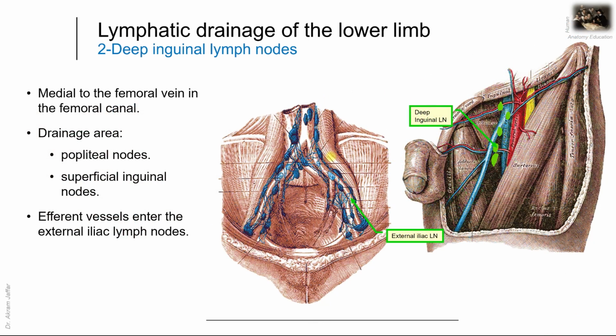So, inguinal lymph nodes are either superficial inguinal lymph nodes. We have just mentioned that they are in two groups, a proximal and a vertical group. Now, the second group of inguinal lymph nodes are the deep inguinal lymph nodes, and these are located medial to the femoral vein and in the femoral canal. They drain the deep lymphatics that accompany the femoral vessels, including those from the popliteal fossa.